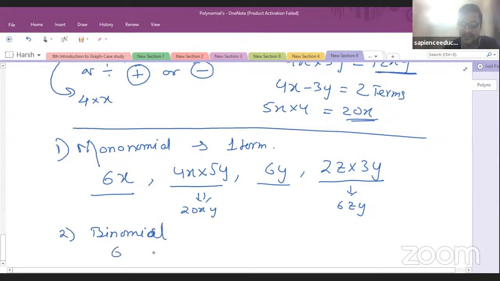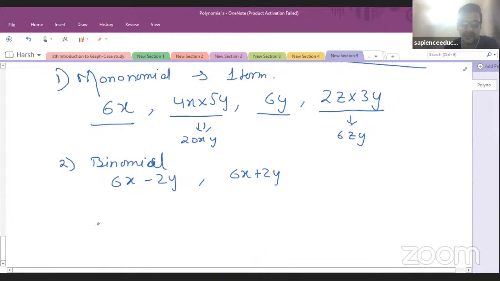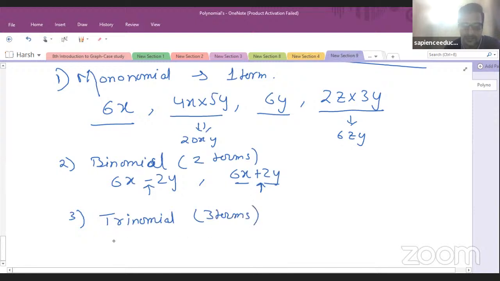Binomial can be written as 6x minus 2y or 6x plus 2y. These are 2 terms because either minus or plus is differentiating these 2 terms. So they are 2 terms, so it is a binomial. Similarly, binomial with 2 terms. And the third one is trinomial, with 3 terms. So 6x minus 2y plus z, this is a trinomial. Or 4z plus 2y plus 4, these all are trinomial. Is it clear? Yes, sir.